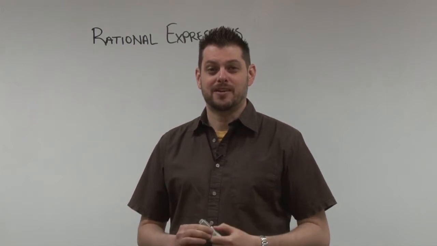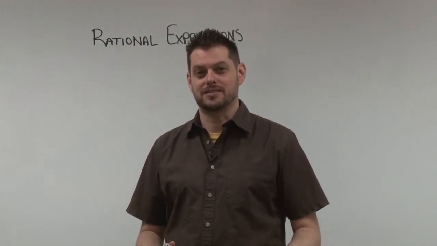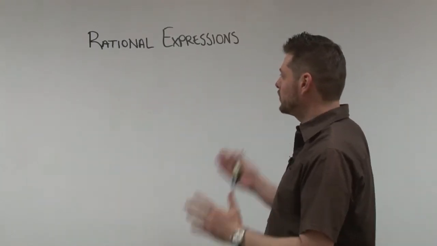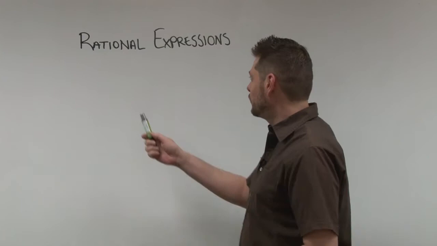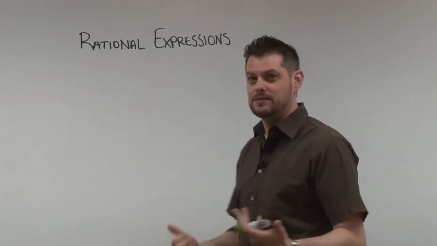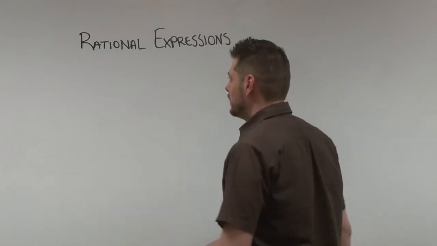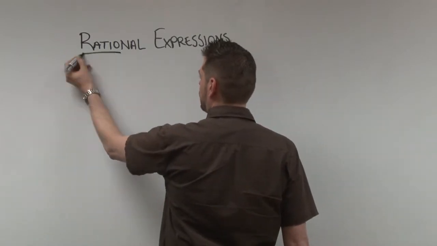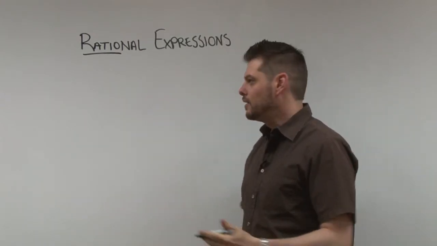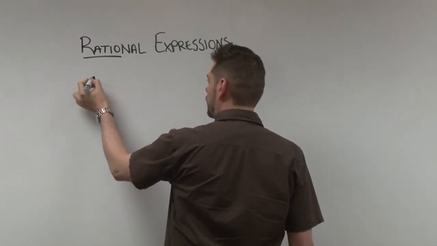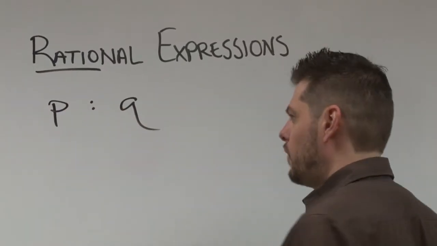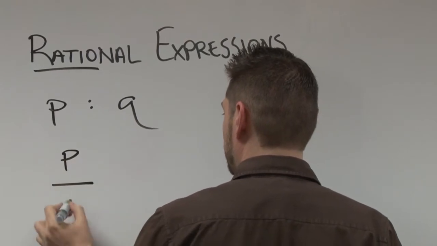So today we're going to be talking about rational expressions and fractions, and we have to talk about what those words actually mean. Rational expressions is a fancy term for something that can be divided by something else. The word rational comes from ratio. If you think about a ratio, you have something, we'll call it P, that you're comparing to another thing, Q. You want to know how many of P you have divided by Q.